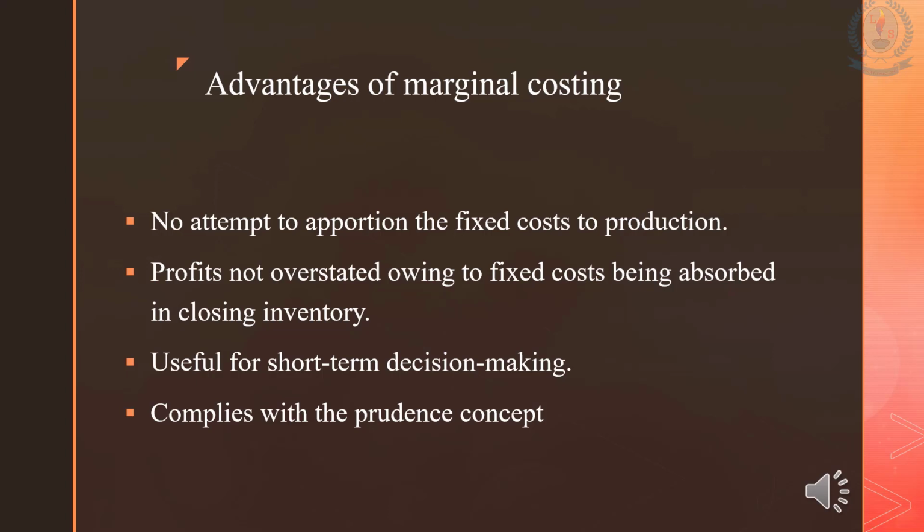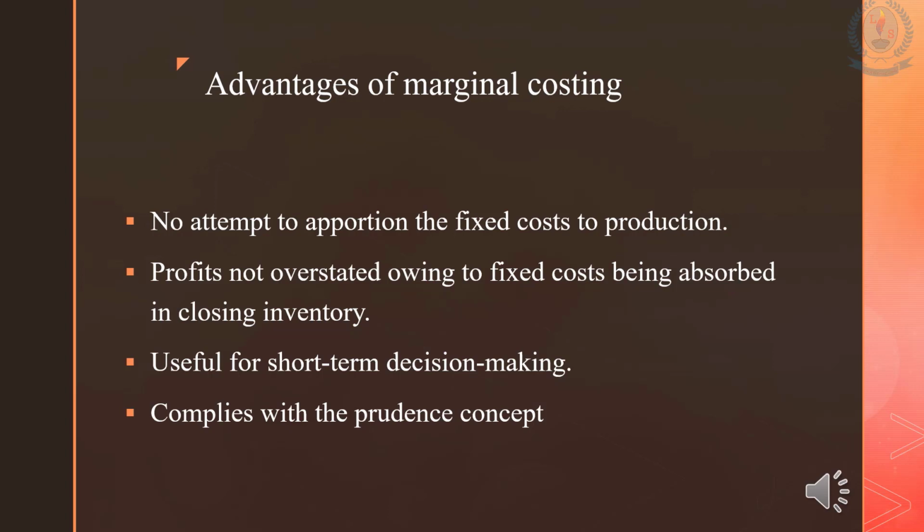Let us see how marginal costing benefits the companies. The companies would not need to face difficulties in apportioning fixed cost to production now. If absorption costing had been used, the inventory would be valued using fixed costs as well. Marginal costing would not absorb the fixed costs in the closing inventory, which would not overstate the profits. Marginal costing is mostly used for short-term decision making, as the fixed costs are being avoided in costing.